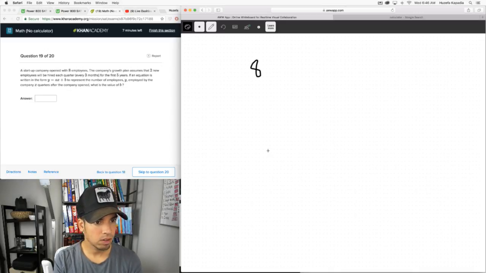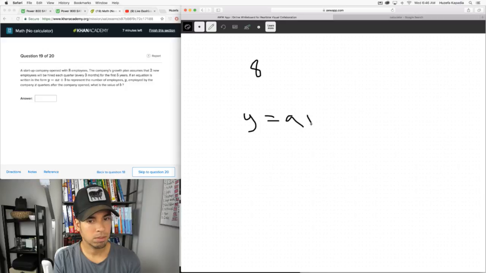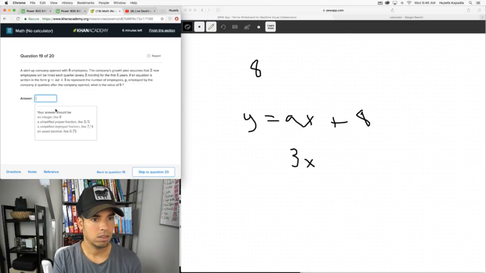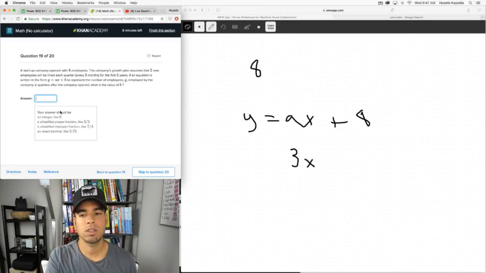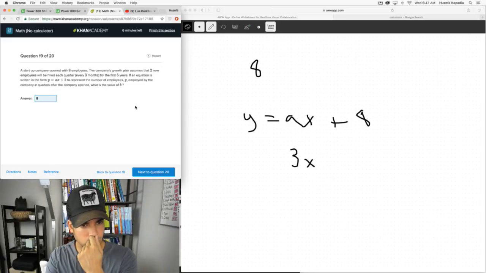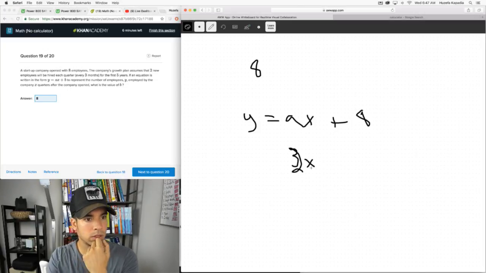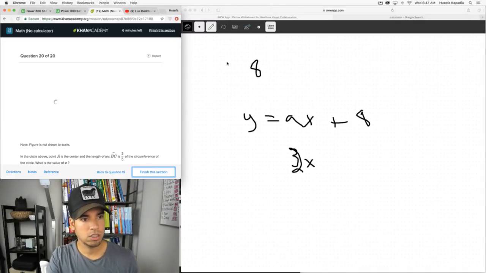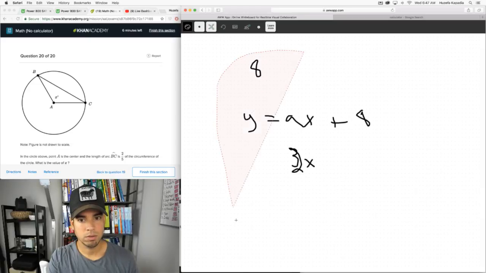Y equals ax plus b. So the b is obviously 8. We just need the slope. Y, number of employees employed by the company x quarters after the company opened. So it's just 8. Why is it even asking? 8 is where we start. That's always our starting value, our y-intercept. Hope I didn't do that too quickly. Oh, I actually know the slope would be 2 new employees. It doesn't matter though. It just wants b, so I think that's right. It just seems a little too simple. But we'll see when we submit it.